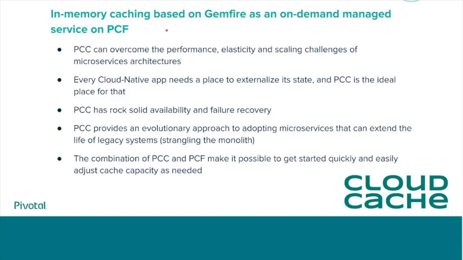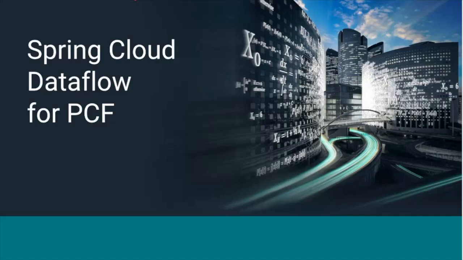And then we also have a product called Pivotal Cloud Cache. This is used for microservices in Cloud Foundry. Again, it's based on Apache Geode. So for your microservices caching, Pivotal Cloud Cache is the product that you can use.